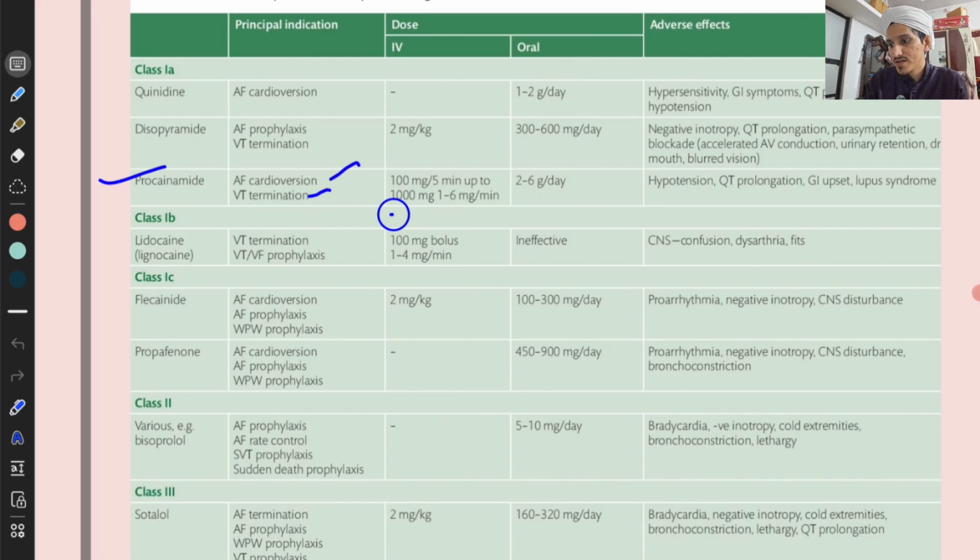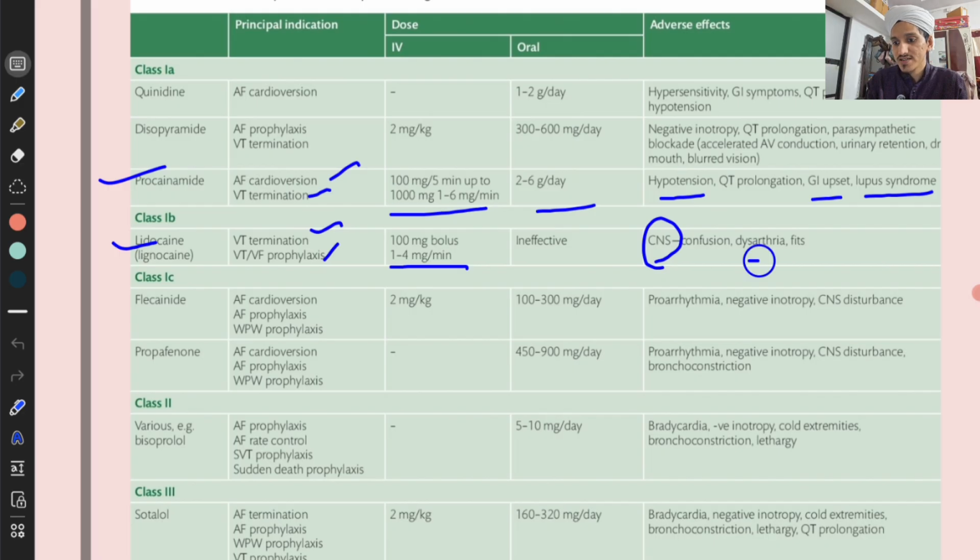Remember the dose, the oral dose. Because it causes hypotension, it can cause a J abscess, and a lupus-like syndrome. Okay, see class 1B, lidocaine, again it acts on the ventricles. So VT termination and VT-VF prophylaxis you can use. 100 mg bolus and 1 to 4 mg per minute, this is the dose. CNS side effects, dysarthria and fits. Lignocaine usually causes CNS side effects.